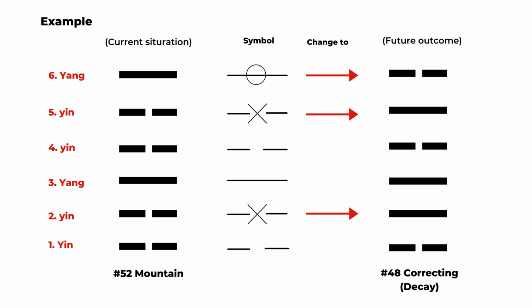And because we have some changing lines, we will reverse the yin and yang on the number 2, number 5, and number 6 lines. So after the changing line, the yin becomes yang and yang becomes yin. It becomes the one on the right. That's hexagram number 48, correcting or decay.